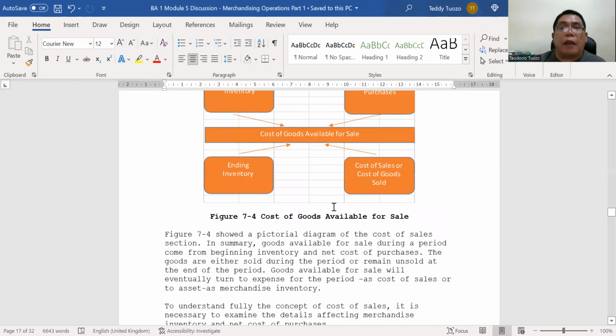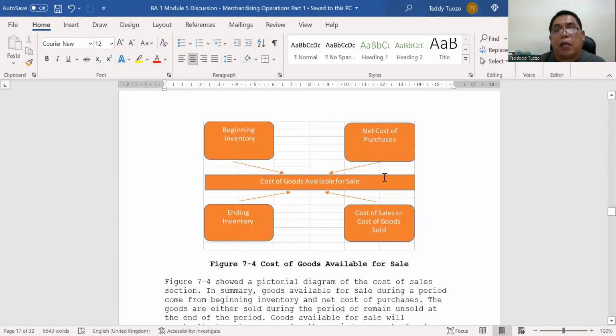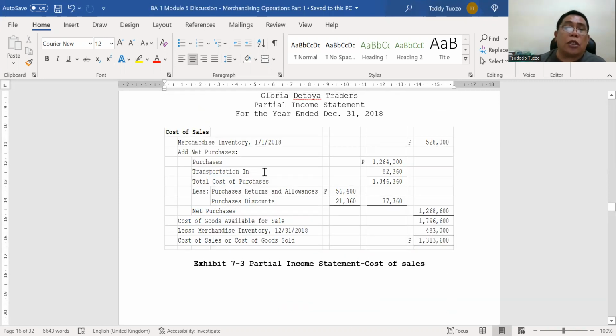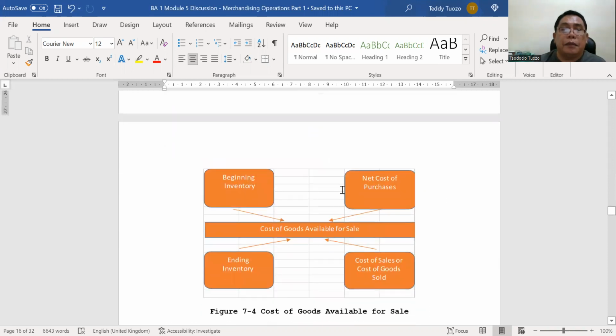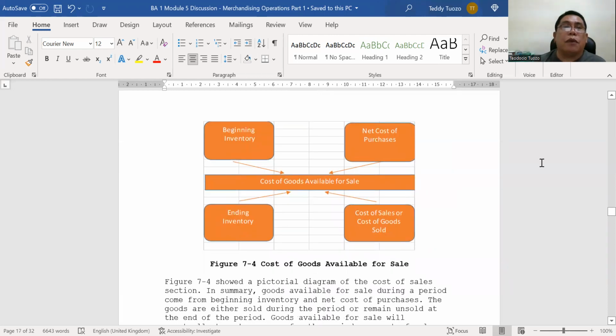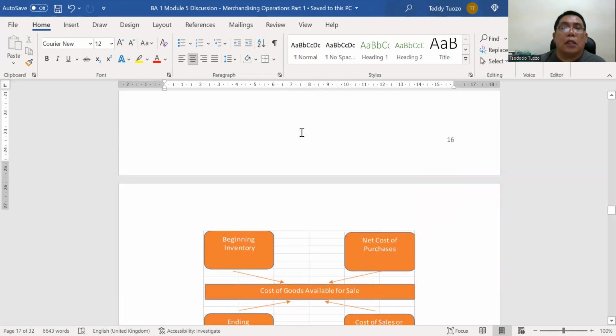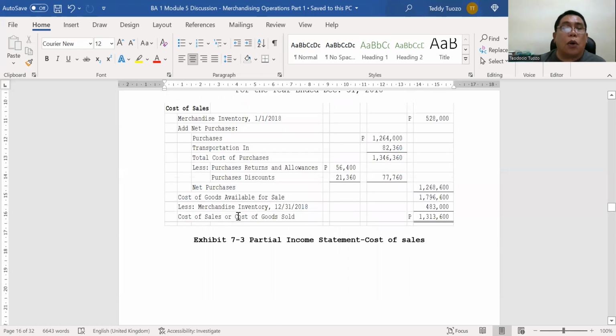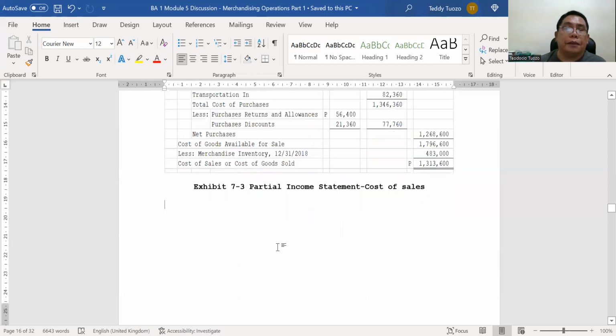So for the cost of goods available for sale, you have the beginning inventory. This is just an illustration of what is here. So beginning inventory, net purchases, ending inventory, cost of sales, or cost of goods sold. Cost of sales or cost of goods sold, class, is the same. But you should be consistent. If you use cost of goods sold, then use that title, not cost of sales.